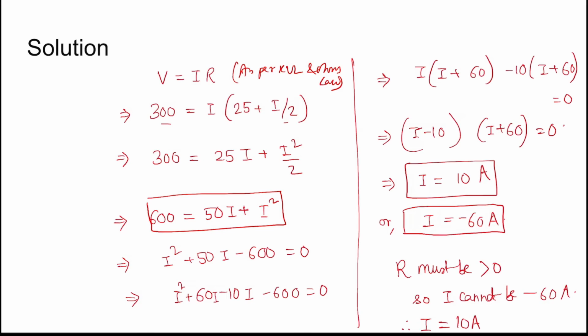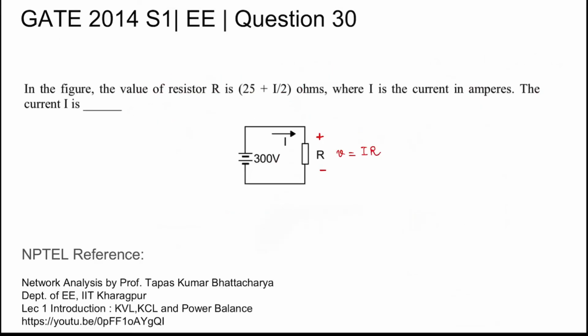Now if I is minus 60, the value of R is negative, so I should be plus 10 such that the value of R is positive. So I equal to 10 ampere is the value. So this is the answer, I equal to 10 ampere.